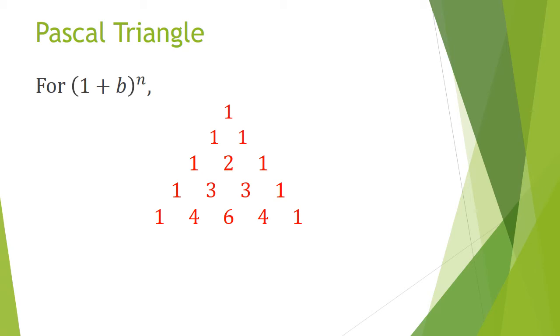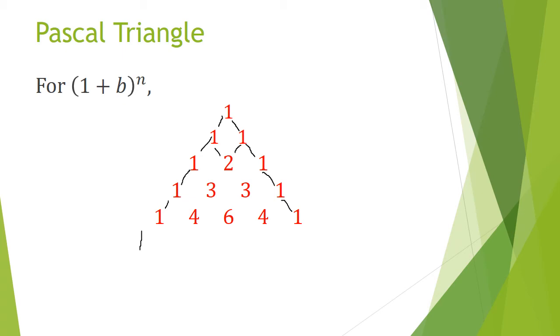You realize that all the expansions will always begin with 1 and end with 1. You see, there's 1 1 1 1 1 1 1. So if I was to write down the next line, it should begin with 1. On top of that, you realize that this number here is actually the result of the sum of these two numbers over here.